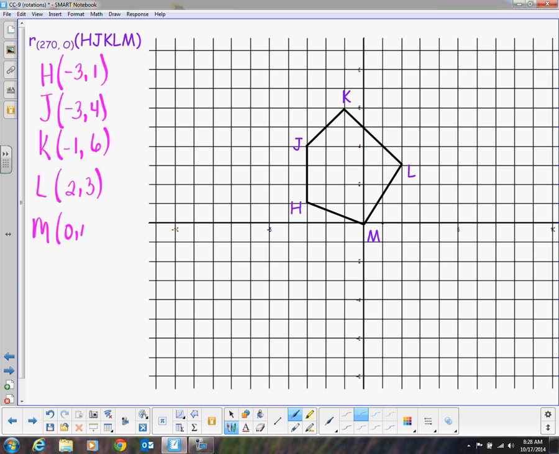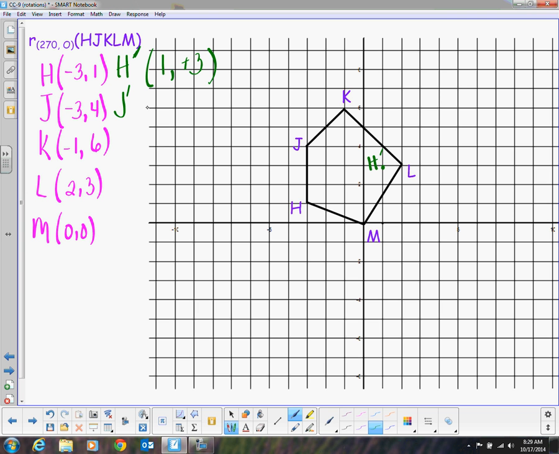All right, now we are doing a 270-degree rotation. So, H prime, how do we do 270? It's a positive 270, so we don't go to 90. You mean switch them, and we take the opposite of which one? The Y. So you go over 1, up 3, and that is going to be H prime. Label them. All right, now J prime. You did that wrong.